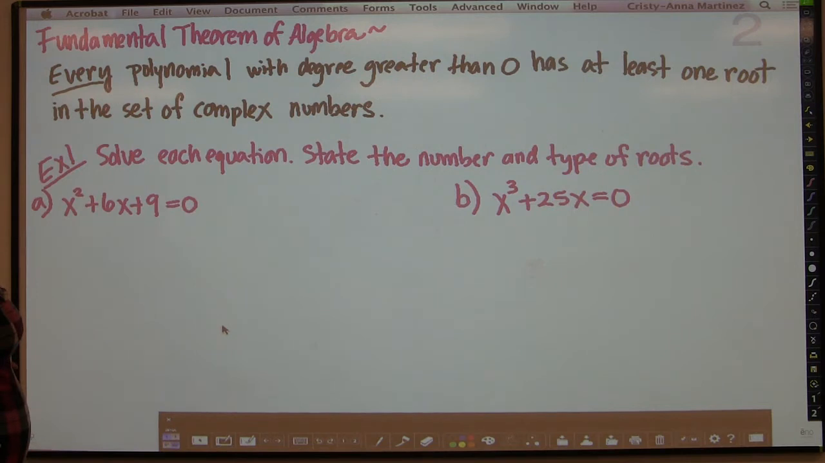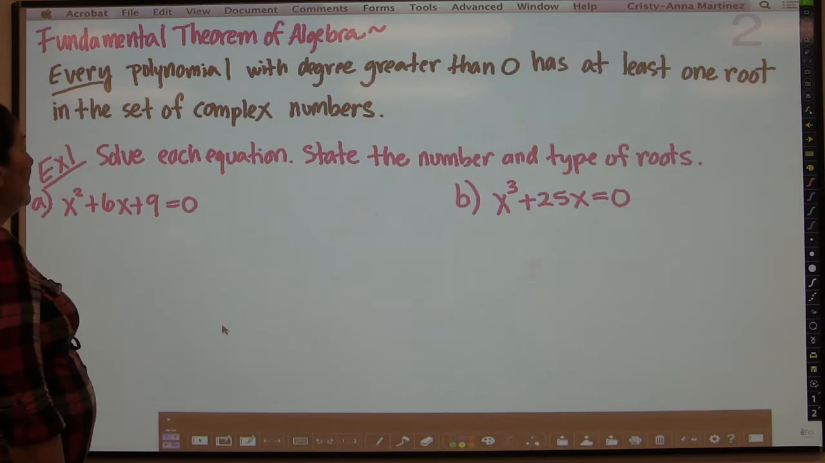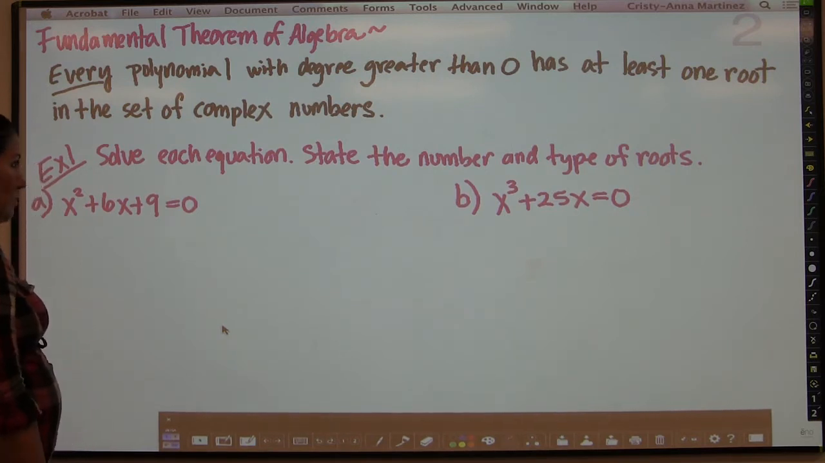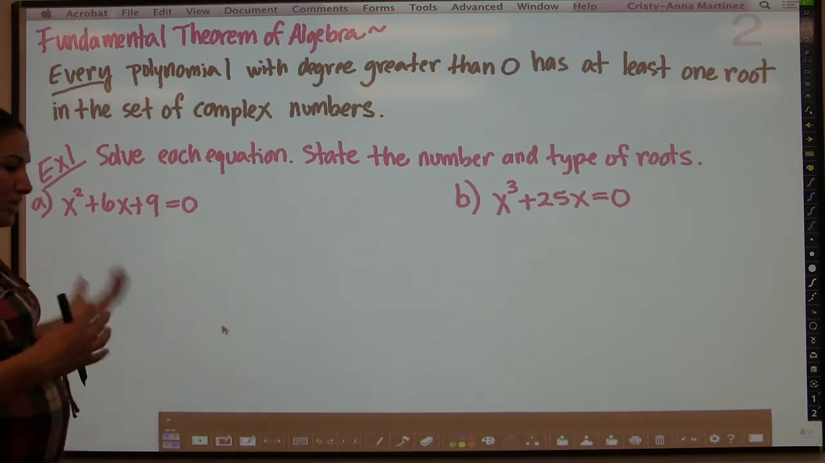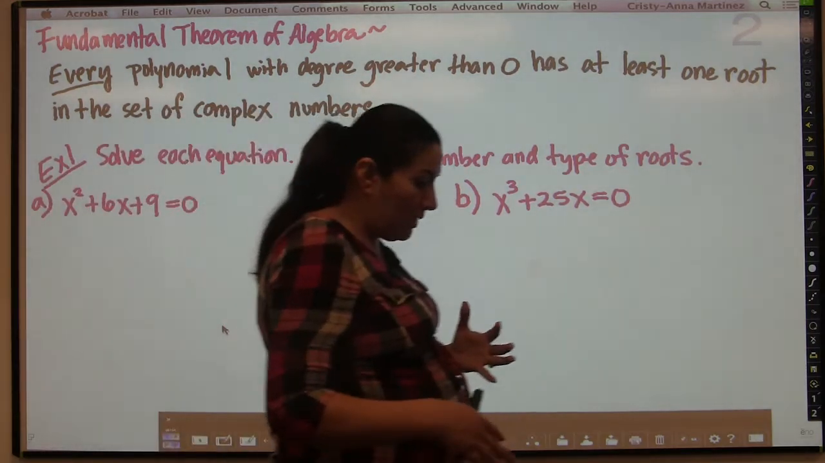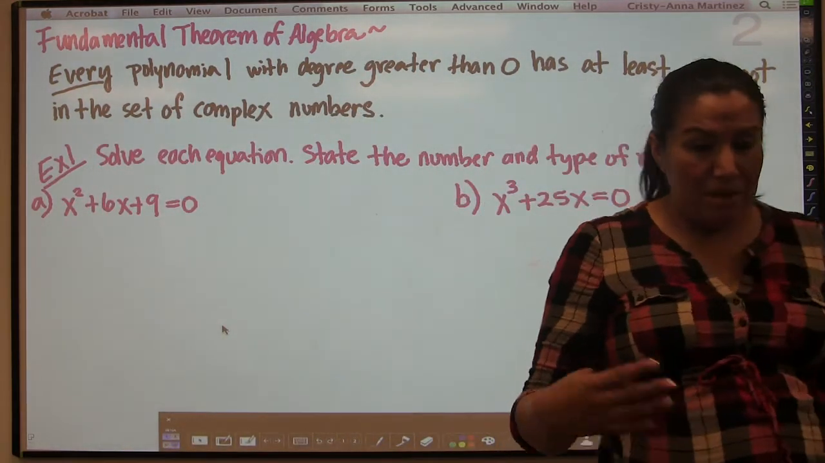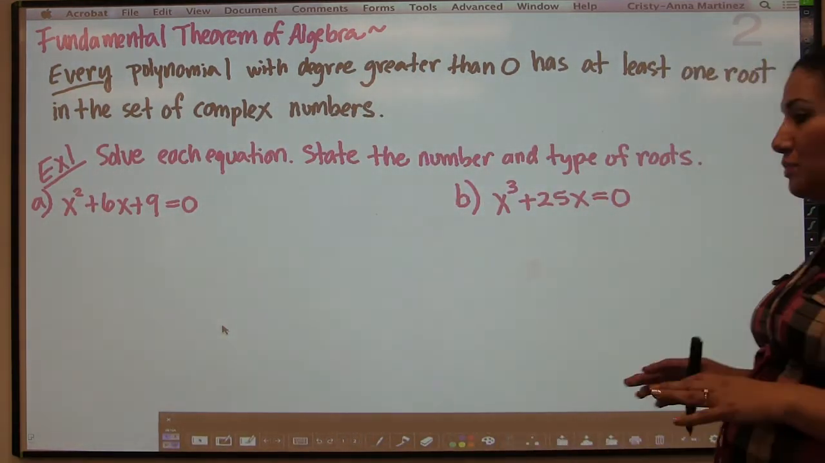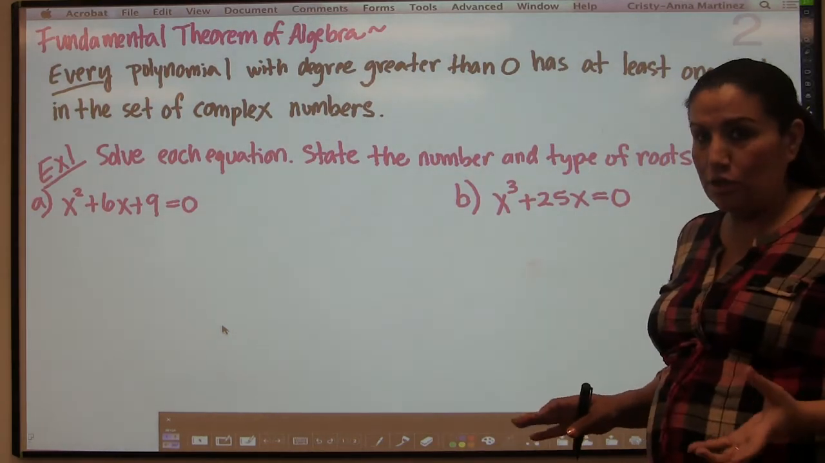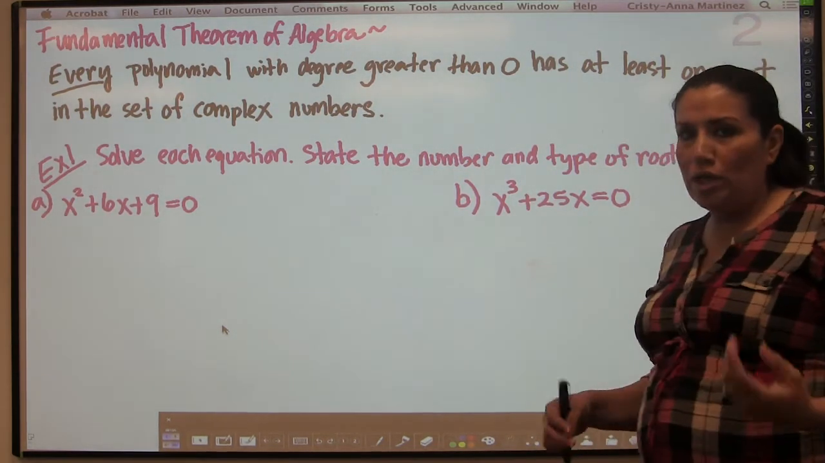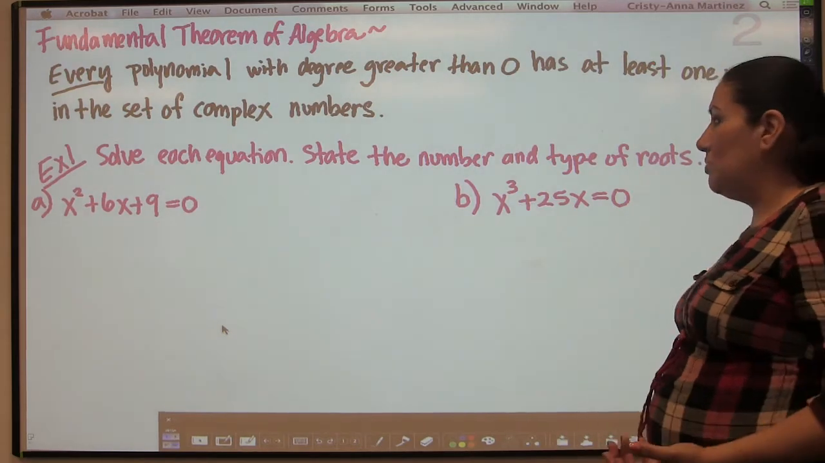So today we have the fundamental theorem of algebra, and it's pretty fundamental to algebra. It says that every polynomial with degree greater than 0 has at least one root in the set of complex numbers. We know that in the previous chapters, we already talked about complex numbers and the imaginary unit i. At this point, everything under the sun is considered complex. Even numbers that you wouldn't normally think of as complex could be considered complex.